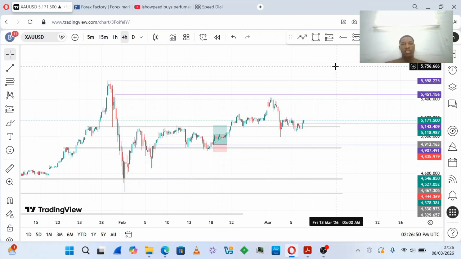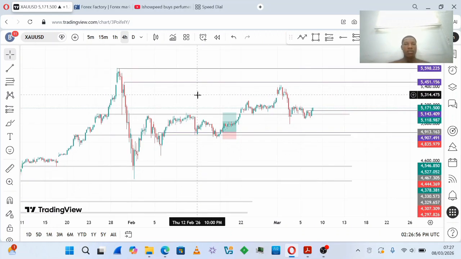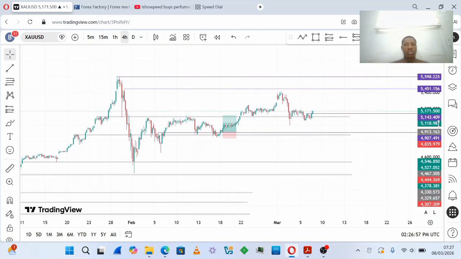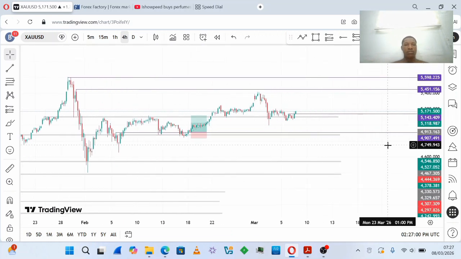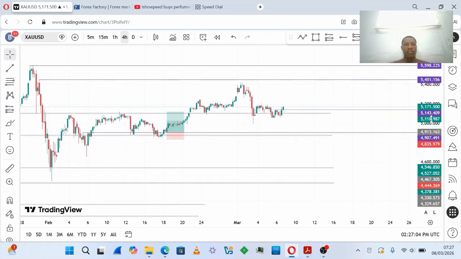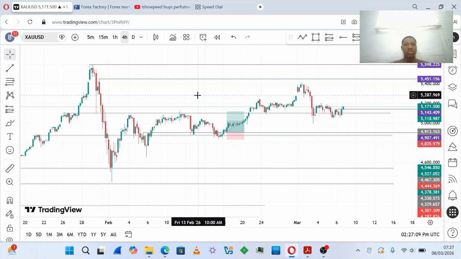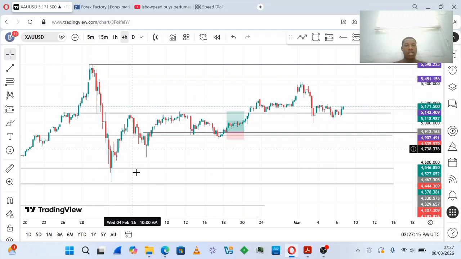So looking at it, it is on the 4 hours time frame, and we all know that gold has been on an uptrend for a very long time now, although sometimes it crashes and then goes back to the upside. So this is an uptrend for me. This is a low, this is a high.